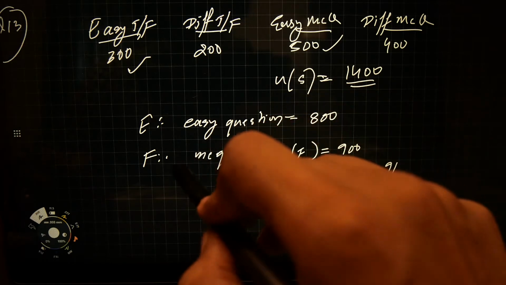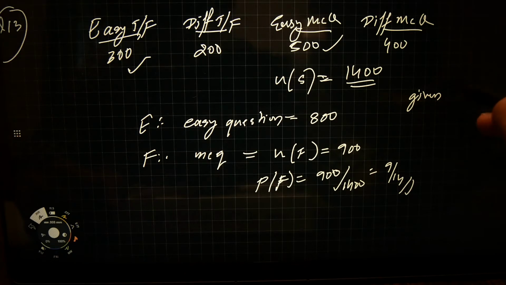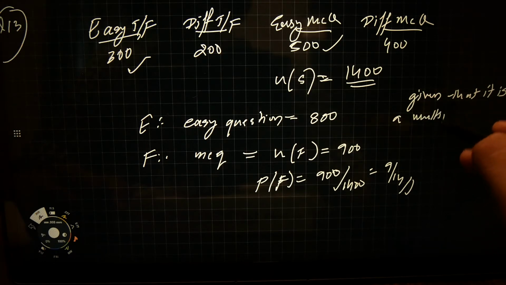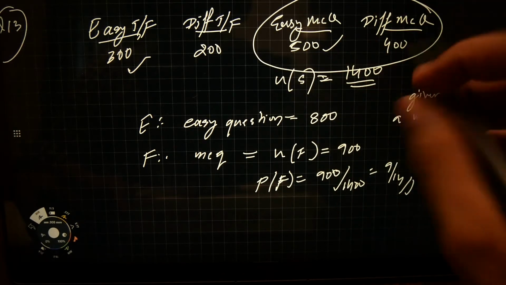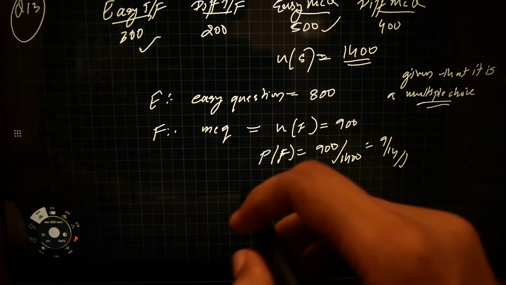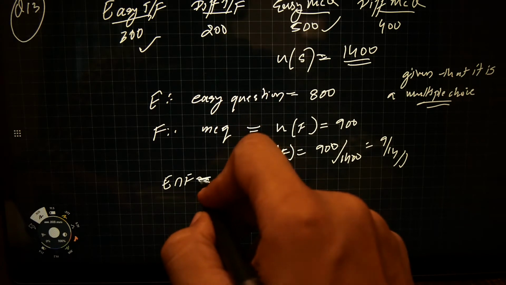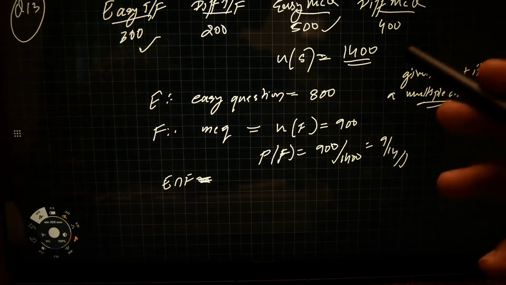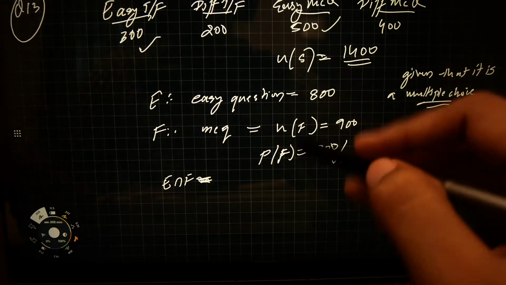Why? Because F says given that it is a multiple choice, so these are both multiple choices, so together it will be 900. Now P of E intersection F, simply E intersection F, what will be common? F is the set of all questions that are multiple choice. E is the set of all questions that are easy. So what falls under both easy and multiple choice?